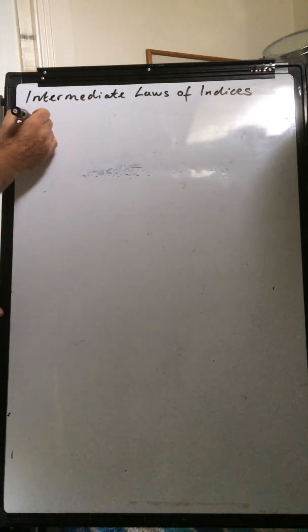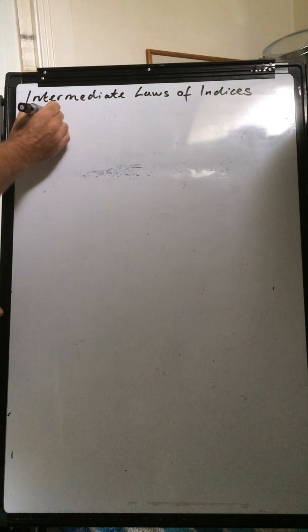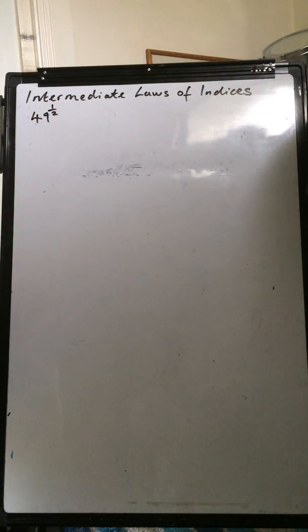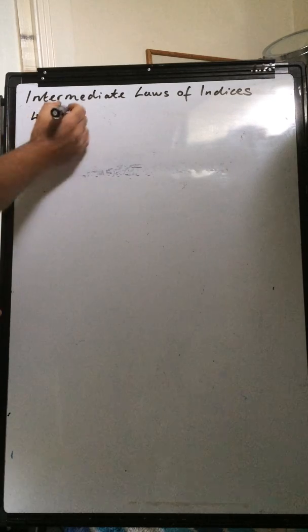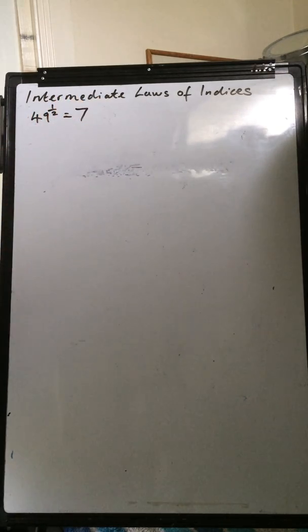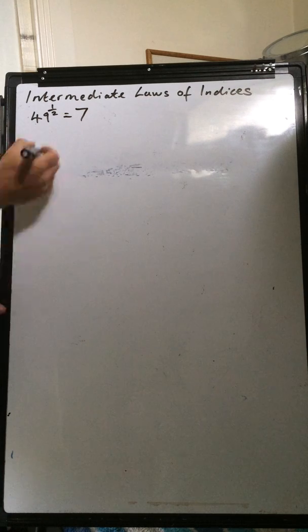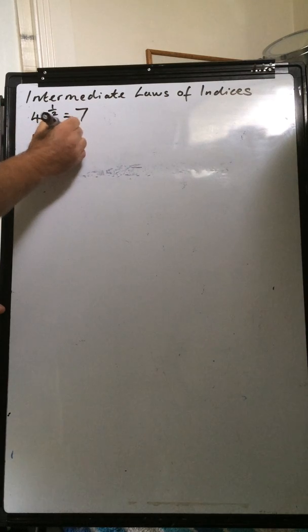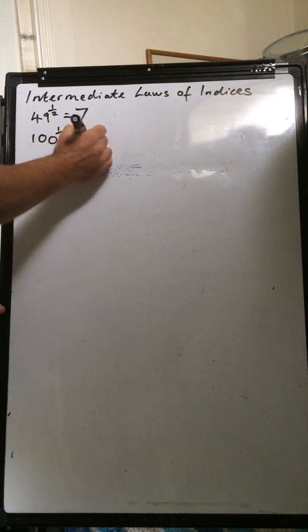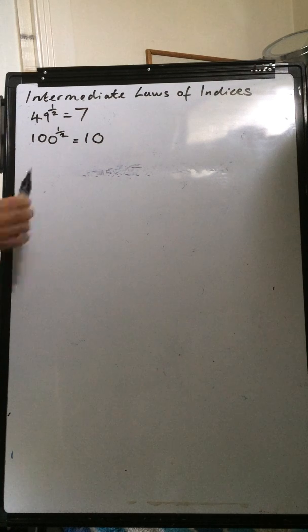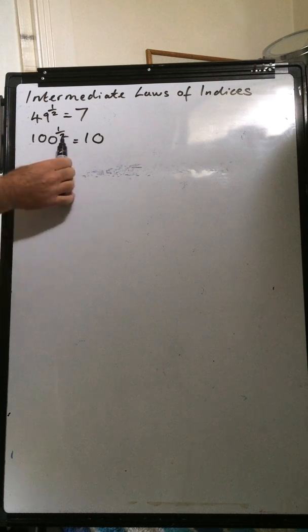But if, for example, I say, what's 49 to the power of a half? And I type it in my calculator, the answer is going to be 7. I think, oh, that's a coincidence. The square root of 49 is 7. And then I press 100 to the power of a half, and that's going to give me 10. Oh, right, okay. So when I raise something to the power of a half, it's the same as square root.